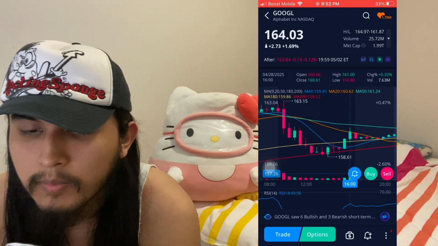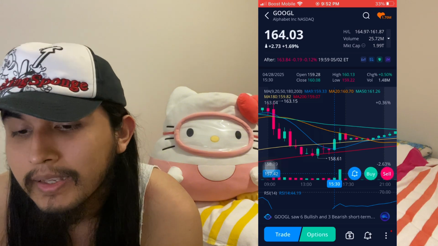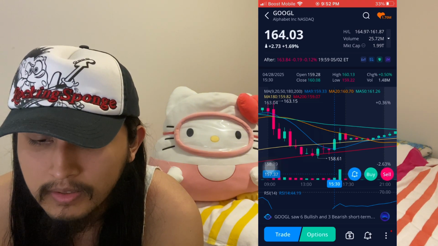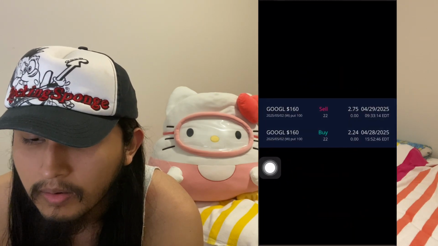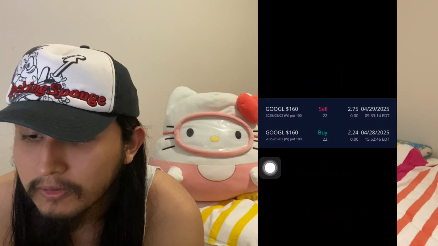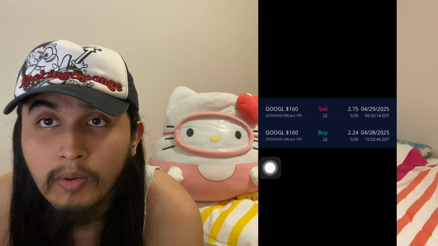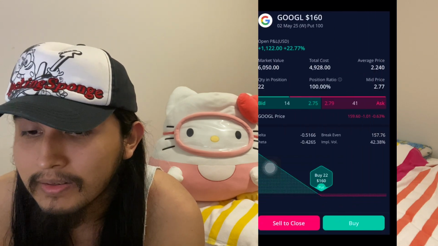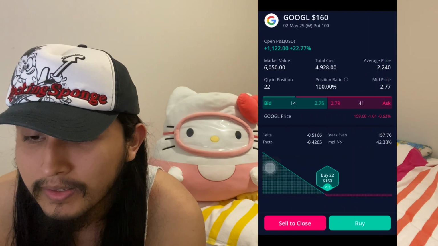I bought Google put options as soon as it approached the 20-day moving average, and the next day I sold out the position at 9:33, within the morning candle of the market opening. I made an easy gain of $1,122 trading Google put options.